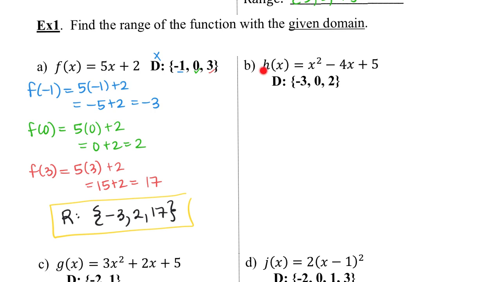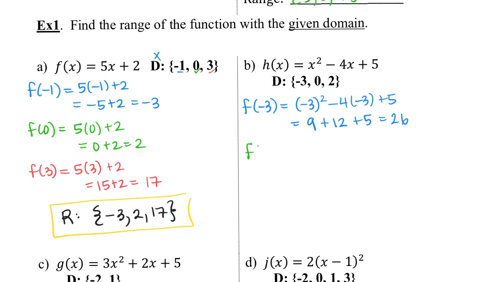So the given function is h of x equals x squared minus 4x plus 5. My domain is -3, 0, and 2, and it's in set notation. So these are the only x values I'm going to plug in. It does not matter which one you start with. Let's try -3. So what's that? 9, plus 12, plus 5. 21 plus 5, 26.